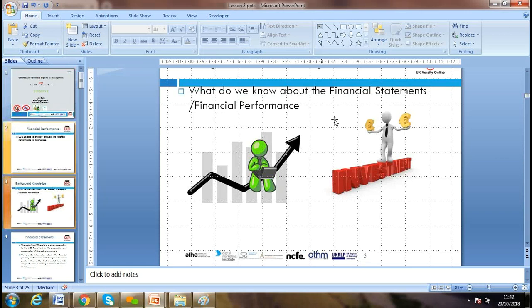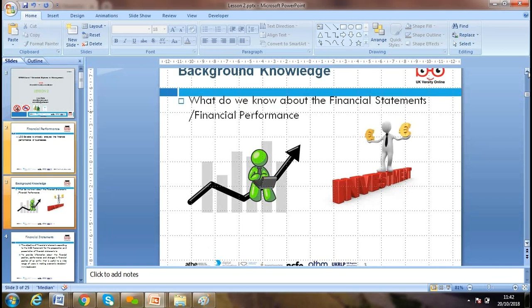So we're looking at performance. Let's ask a question: what do we know about financial statements? Do we know how many types of financial statement we prepare in accounts? If you don't know, we need to know, because if you don't know what the financial statements are, of course you can't find the information. So today we'll try to find some company's original financial statement, and on the basis of this, we'll discuss what their performance is.